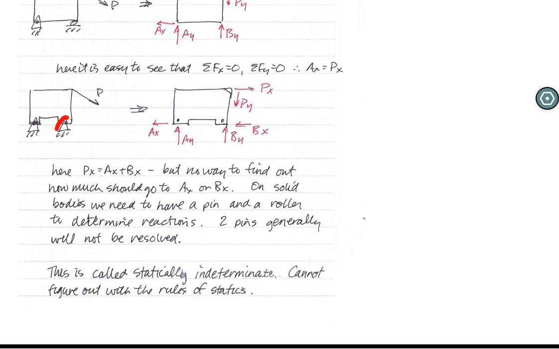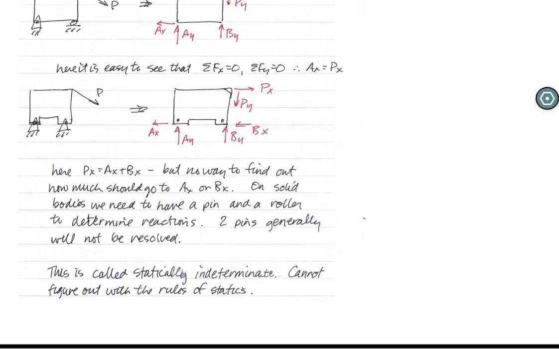However, if you have two pins, you have an AX and an AY, you have a BX and a BY, doing the same kind of process, it turns out that there is no way to properly resolve AX and BX. You end up with too many unknowns, and we call that statically indeterminate. Statically indeterminate means you can't figure it out with the rules of statics. You can determine that it is in equilibrium, but you can't figure out all of the components of the forces. So in other words, on rigid bodies, we must have a pin and a roller in order to determine the reactions when it's all connected together like that.